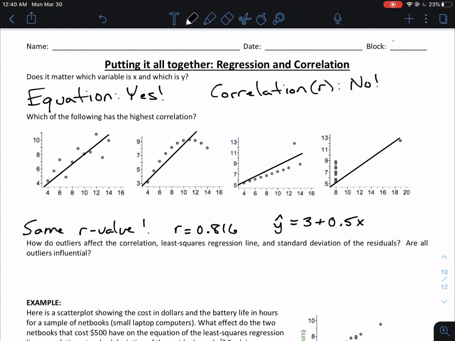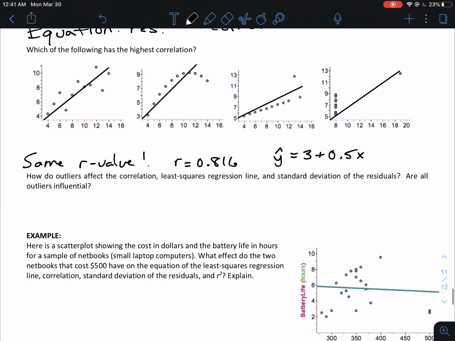But how do outliers affect the correlation, your least squares regression line, the standard deviation, the residuals, and are all outliers influential? Let's just take this piece by piece. So the first thing it asks about is the correlation. So how do outliers affect the correlation? They make it weaker. How do they affect our least squares regression line?